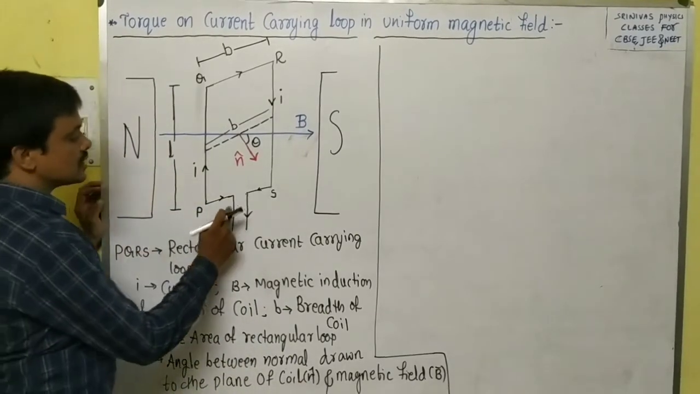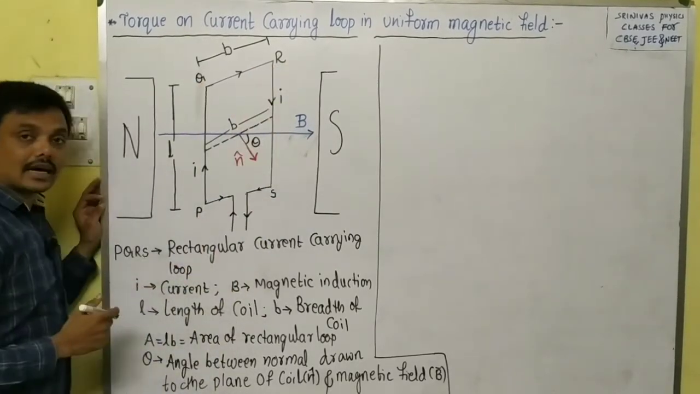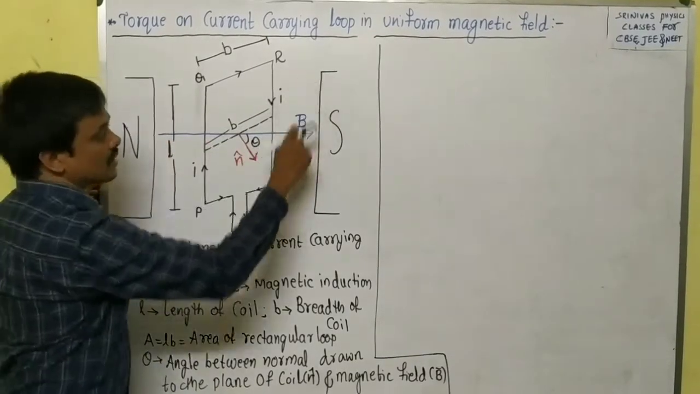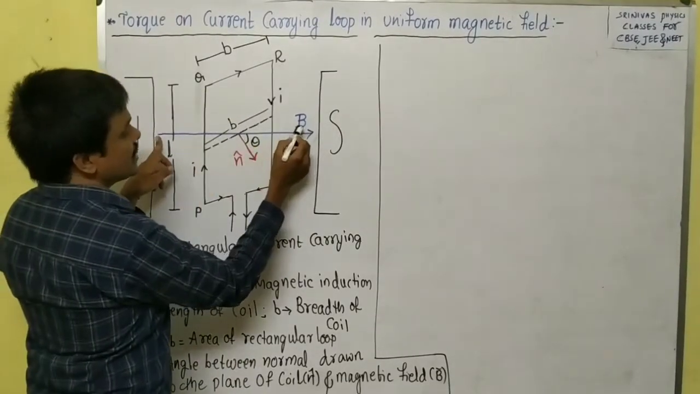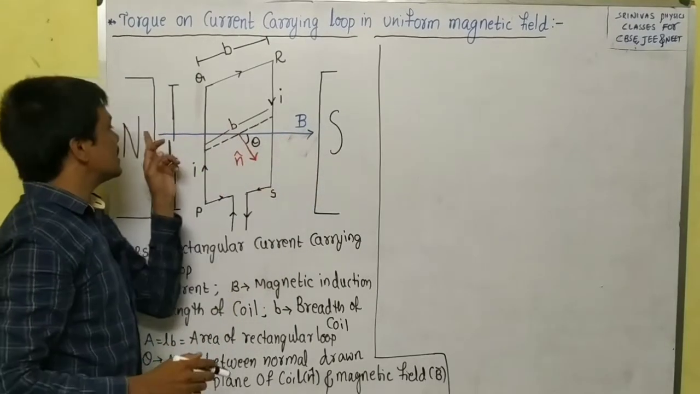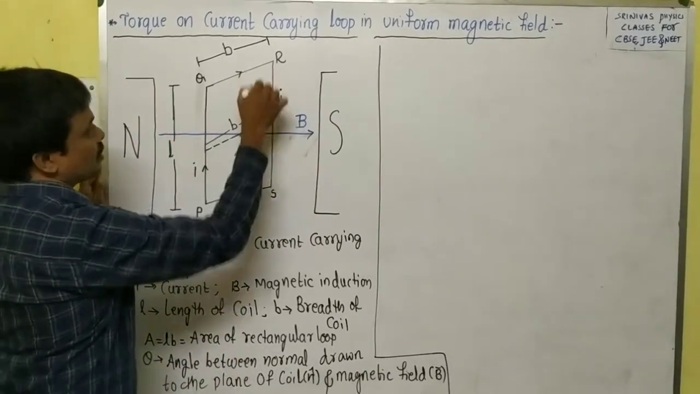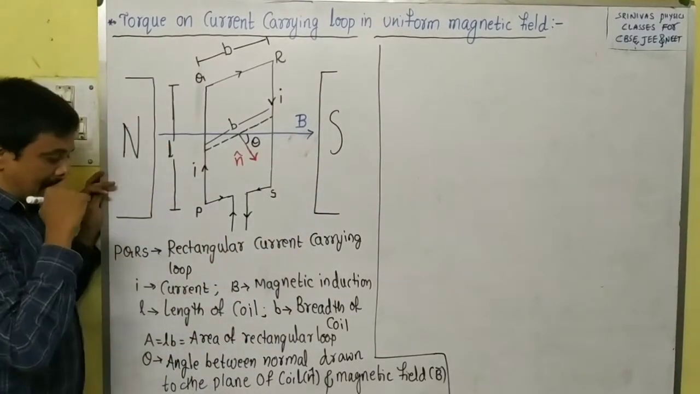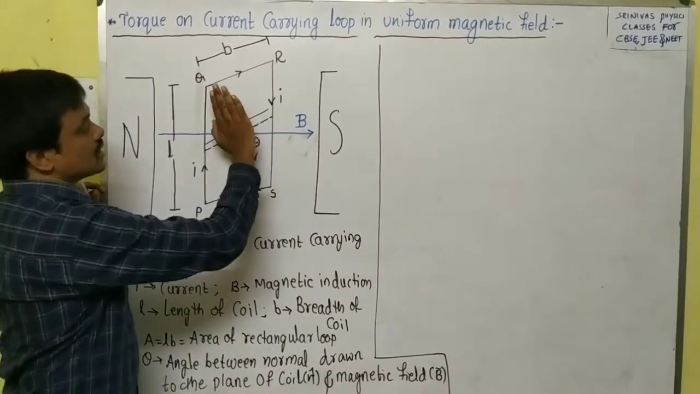Look at here, this is a current carrying loop. PQRS is a current carrying loop that is placed in the magnetic field, that means in between the north pole and south pole. The direction of the magnetic induction or the field is from north to south. B is the magnetic induction, its direction is away from the north and towards south. Now I am placing this current carrying loop in the magnetic field. Now at this moment what happens? On this loop torque will act, and due to the torque it will rotate.